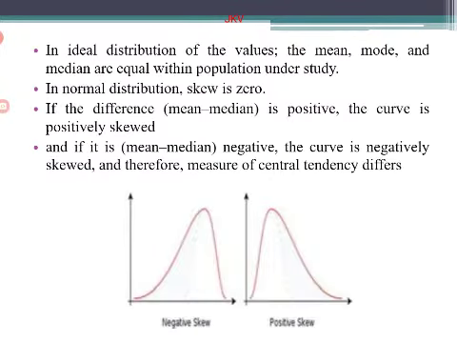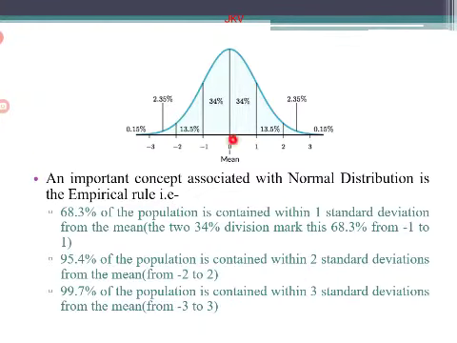Now, in an ideal distribution, the mean, mode and median are equal for the population under study. That is, in case of normal distribution, the midpoint will be the same for mean, median and mode. And we can come to this concept later on. Now, the normal distribution skew is 0. That is, if you look into the previous slide, at the midpoint, that is mean, median, mode, the skew is 0. That is, we are getting an identical shape on both sides of the mean.